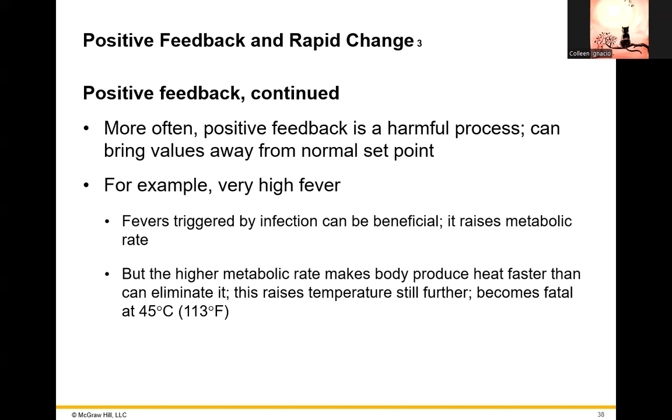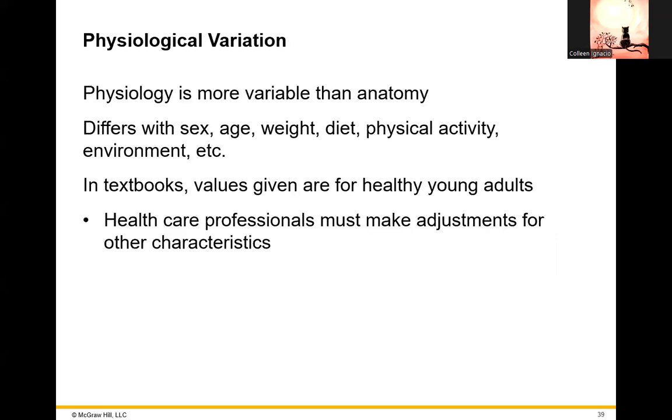Now, before fatality, the patient may experience seizures. So that's why it's really concerning if someone has a very high fever. We're talking about 103, 104, 105. But the bottom line is at 113, the patient can face death. So fevers should be taken very seriously. The patient should be monitored. We want to try to break the fever as well as replenish any fluids that they may have lost. So that's just another example of positive feedback.